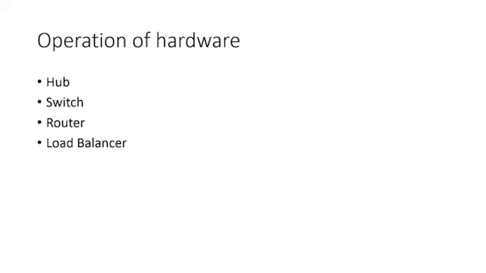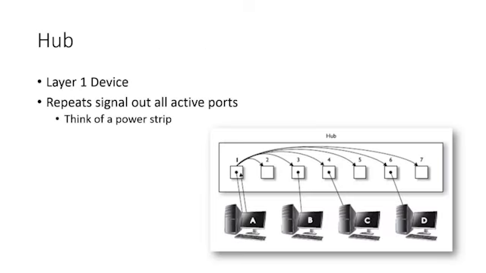So the operation of our hardware. Let's talk about a hub, a switch, a router, and a load balancer, just to get a good foundation of things you may see out there in the infrastructure. Now a hub is a layer 1 device. All right, this is a piece of hardware. It's a box. It usually has some plugs in it where you plug in your RJ45 connections.